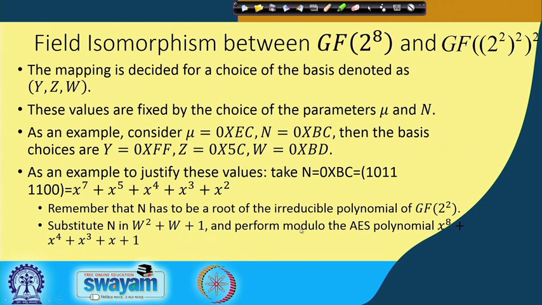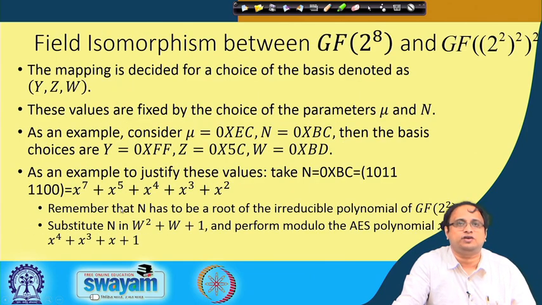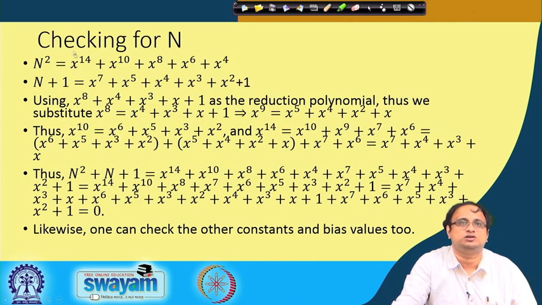So, let us verify this, and when you do this, we will always be performing modulo with the AES polynomial, which is x to the power of 8 plus x to the power of 4 plus x cube plus x plus 1. Here is a simple verification. I take n square, which is nothing but the square of n. If I square it, everything will get powers of 2, because I am doing a characteristic 2 operation. So, I will get x to the power of 14 plus x to the power of 10 plus x to the power of 8 plus x to the power of 6 plus x to the power of 4.